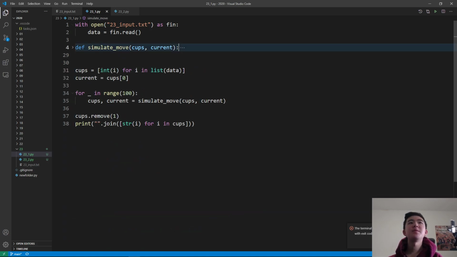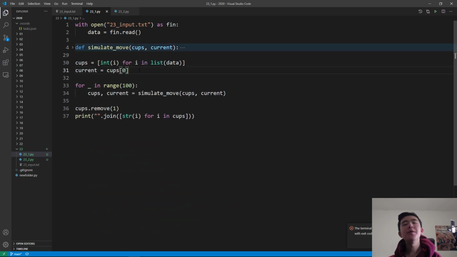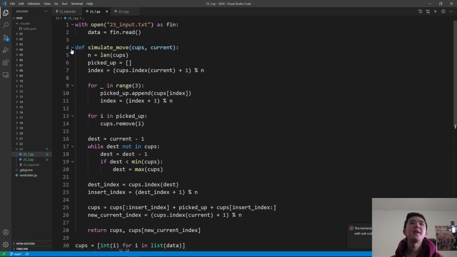So first we read the input from our file, as normal, and then we define a function to actually simulate a move given the current order of the cups, as well as the current cup. We represent cups as a list of integers, and we represent current as just the label of the current cup, not as the index. I thought using labels would be easier because indexes, when you have stuff looping around and being removed all the time, are a pain, and I didn't want to deal with that.